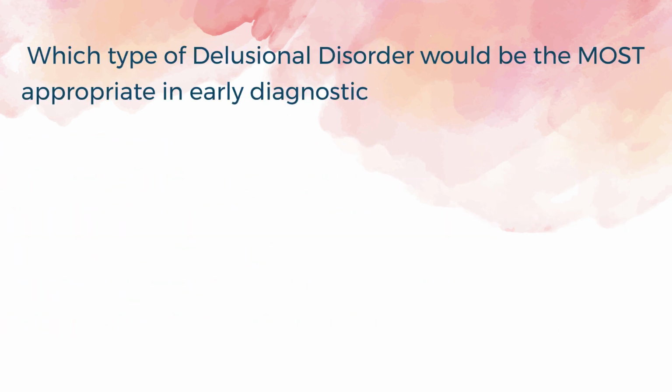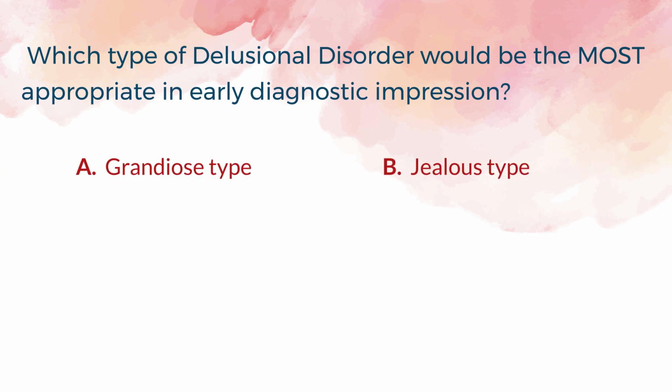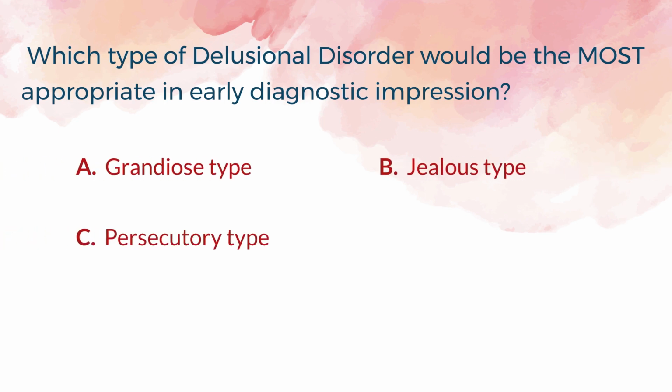Which type of delusional disorder would be the most appropriate in early diagnostic impression? A. Grandiose type. B. Jealous type. C. Persecutory type. D. Erotomanic type. The correct answer is D.